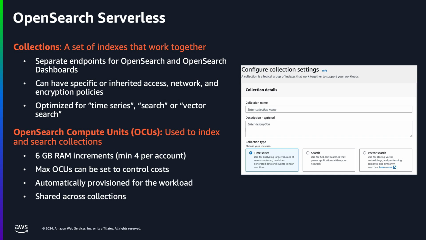An index is a collection of documents with a common data schema that provides a way for you to store, search, and retrieve your vector embeddings and other fields. And about compute capacity, with OpenSearch Serverless, we introduce the OpenSearch Compute Units, or OCUs. Each OCU comprises 6 GB of RAM, 1 virtual CPU, and 120 GB of disk for storing data. OCUs are automatically provisioned, and you can configure max OCUs, which help you control the cost.